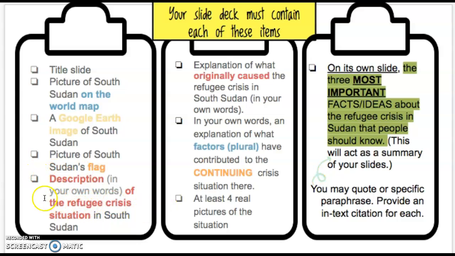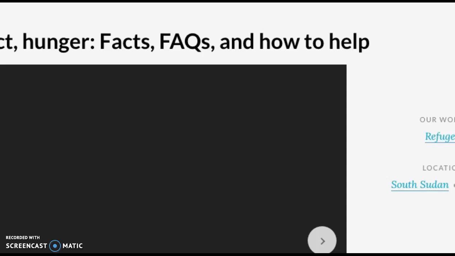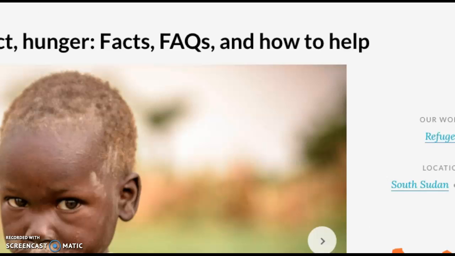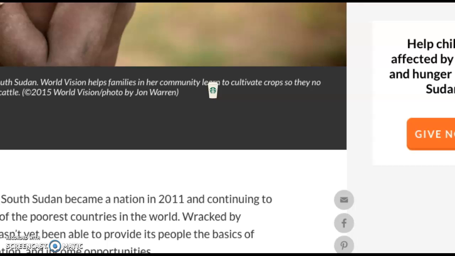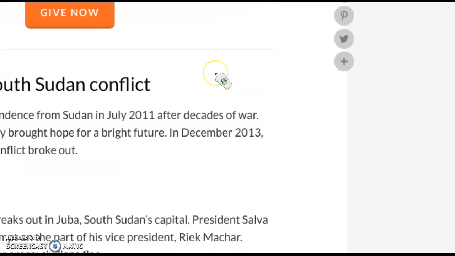Now, the next one is you have to describe in your own words what the situation is in South Sudan. If you look down in the comment section, I have left a link to one source that you can essentially use for pretty much everything aside from the pictures and the image of Sudan on the world map. It's pulling up for you right now. That has really, other than that, everything else you would need to know. So if you head to that one link, it's going to give you 90% of what you need to do.